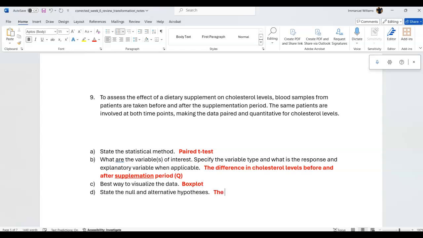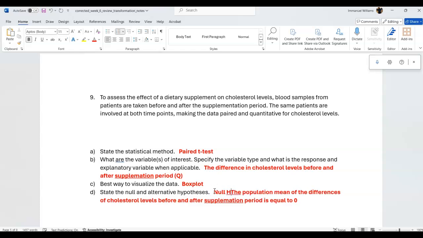The population mean of the differences. Yes, that's right. The population mean of the differences of cholesterol before and after supplementation period, because it's long, I was going to copy and paste it here, is equal to 0. That's the null hypothesis.